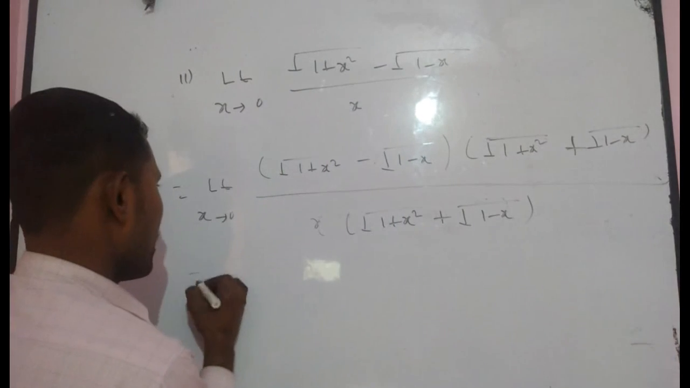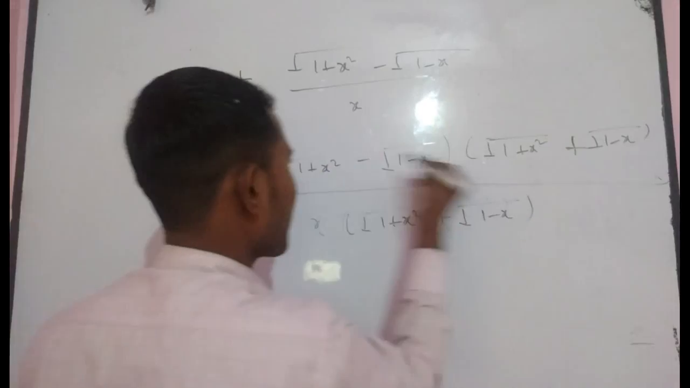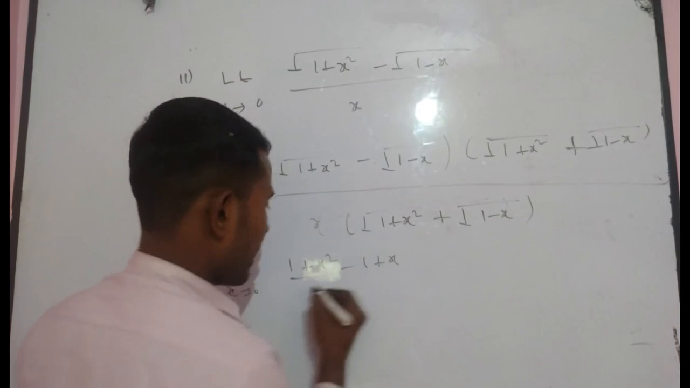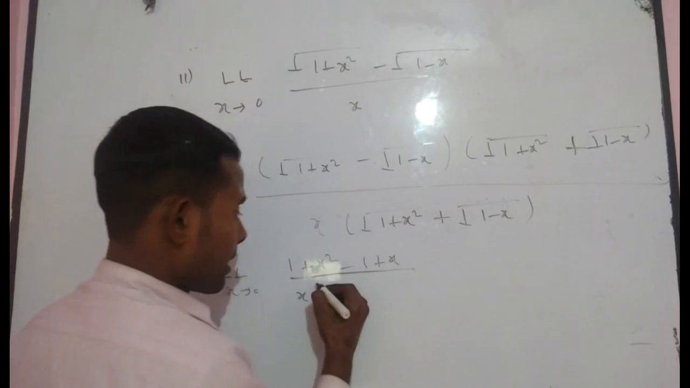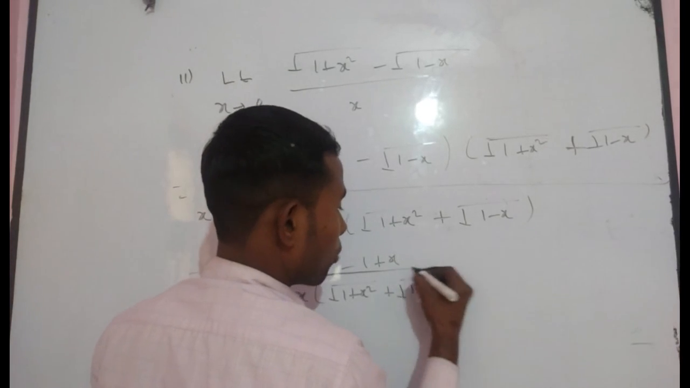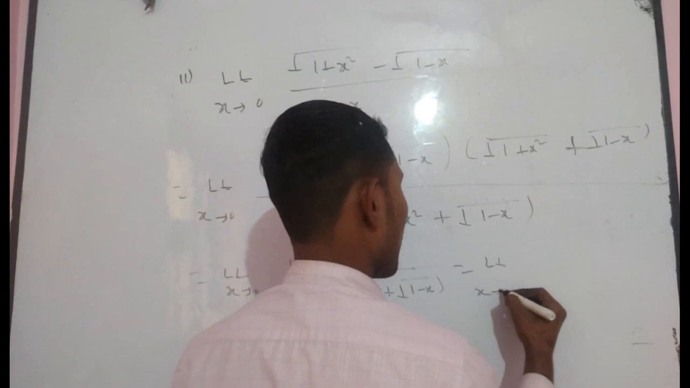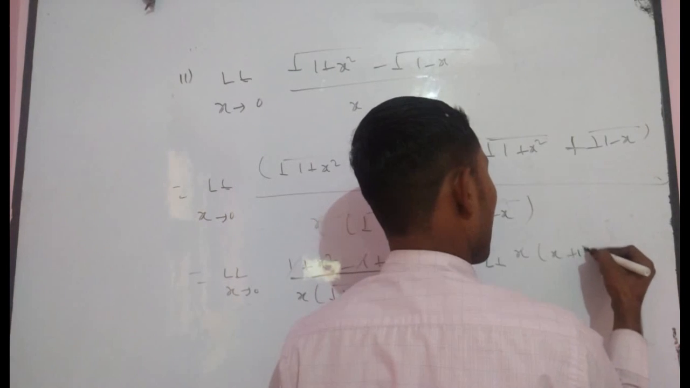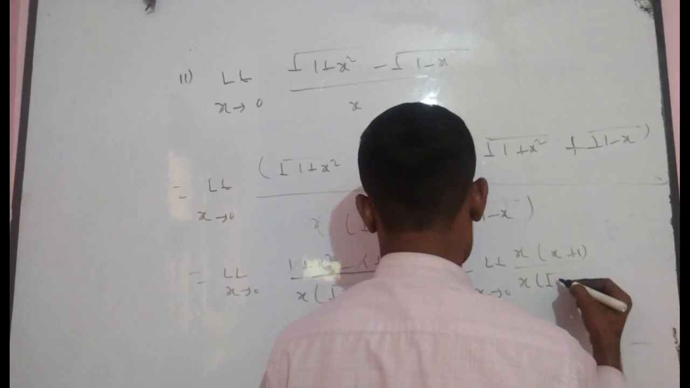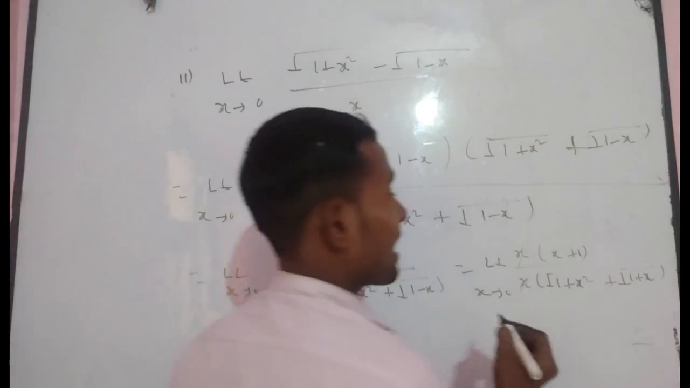Now you get in the numerator, limit x tends to 0, a plus b into a minus b, that means a square minus b square, divided by, in the denominator, x, and the remaining term will be root under 1 plus x square plus under root 1 minus x. Here 1 and minus 1 cancel. x square plus x. Can you take x common from both terms? If you take x common, you get x plus 1. And in the denominator you get x into under root 1 plus x square plus under root 1 minus x. Now here x and x cancel each other.